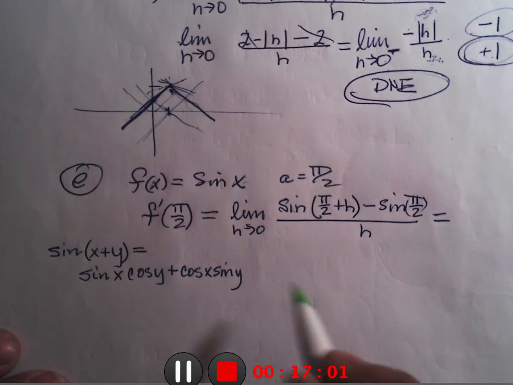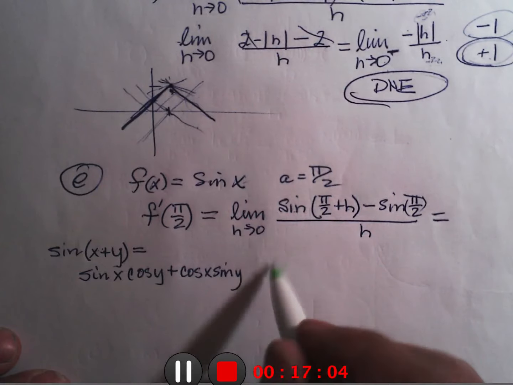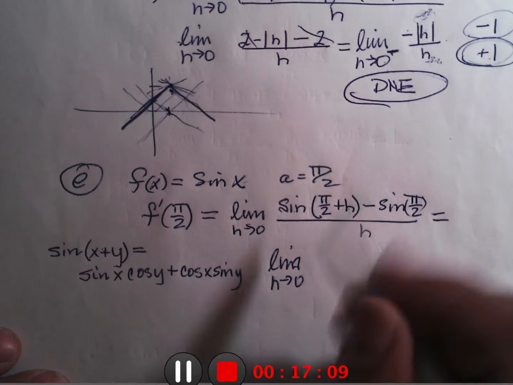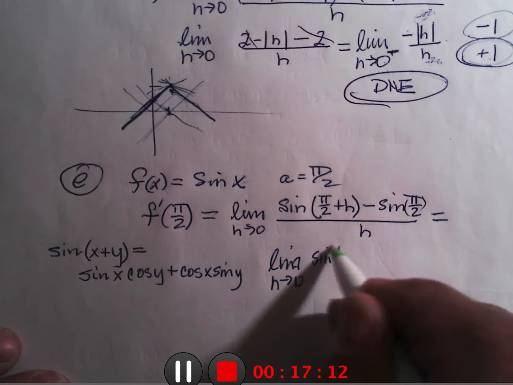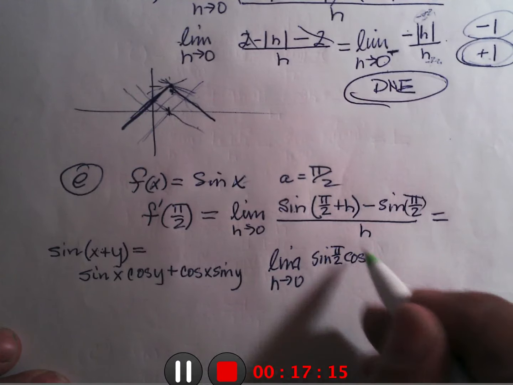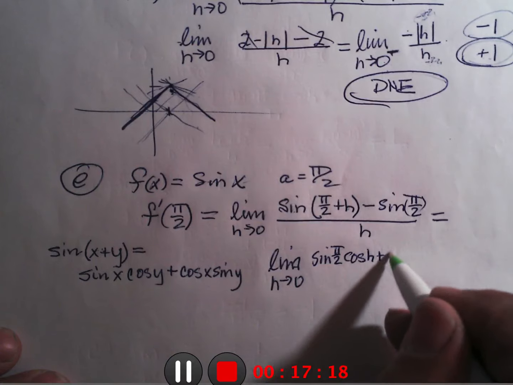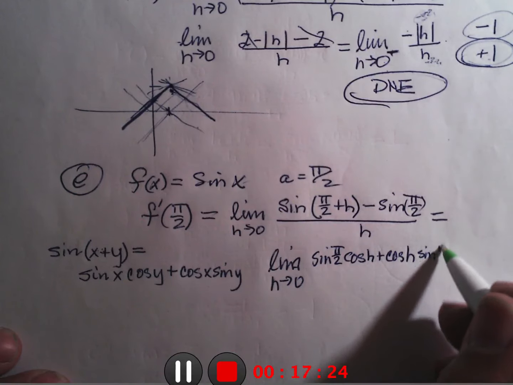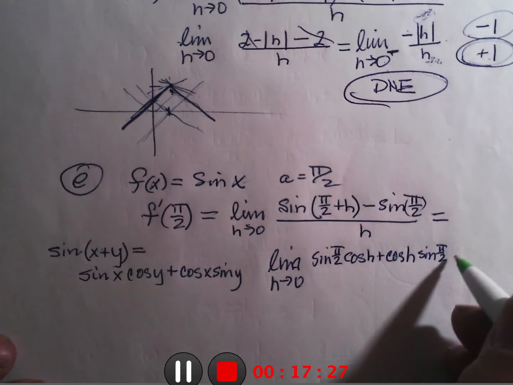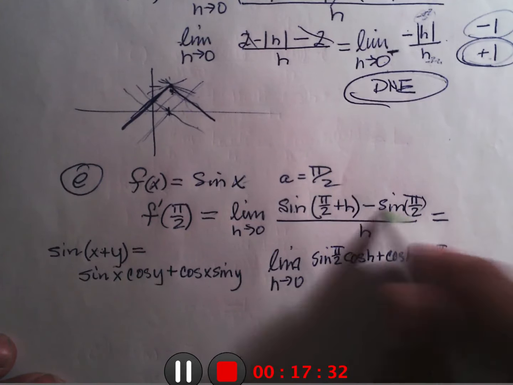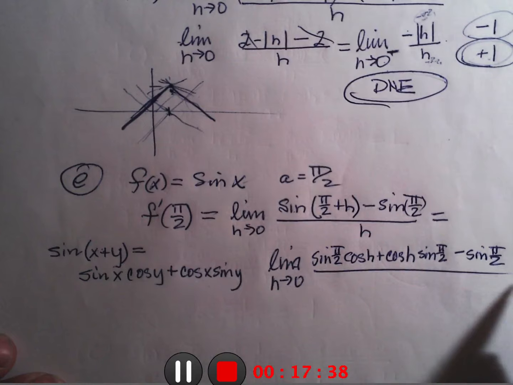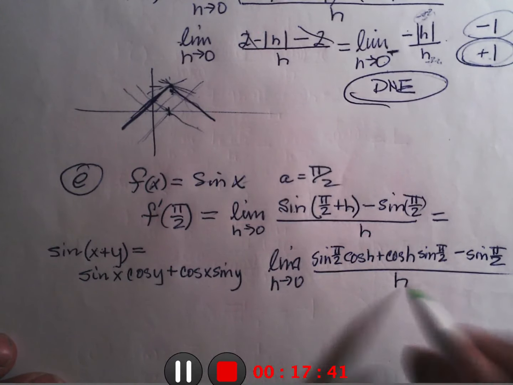So this becomes, I haven't taken the limit, so I'm going to write that. Sine of the first angle, cosine of the second, plus cosine of the first, sine of the second, and then I have minus sine of pi over 2, over h. Okay.